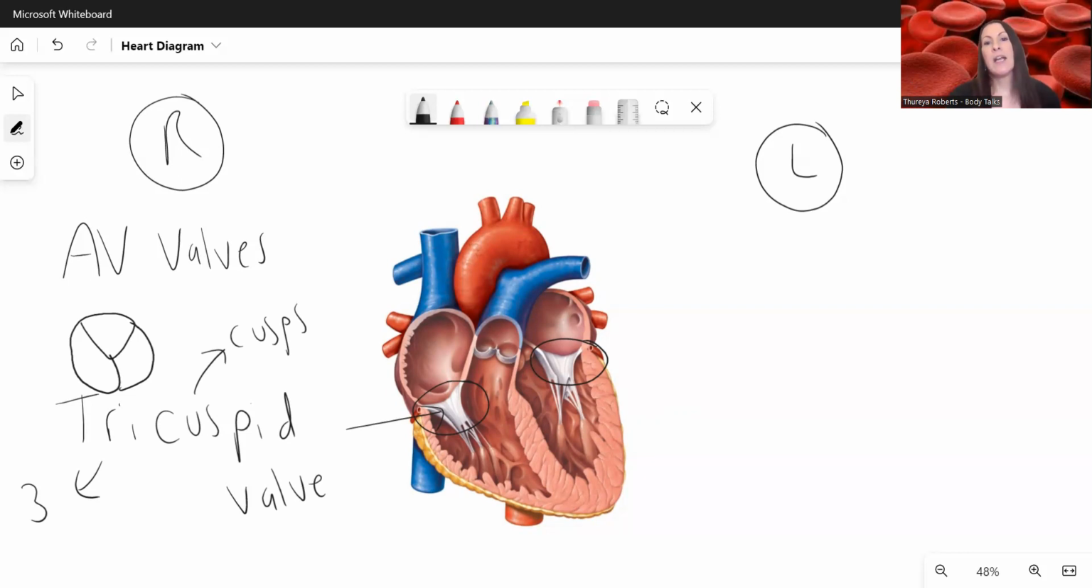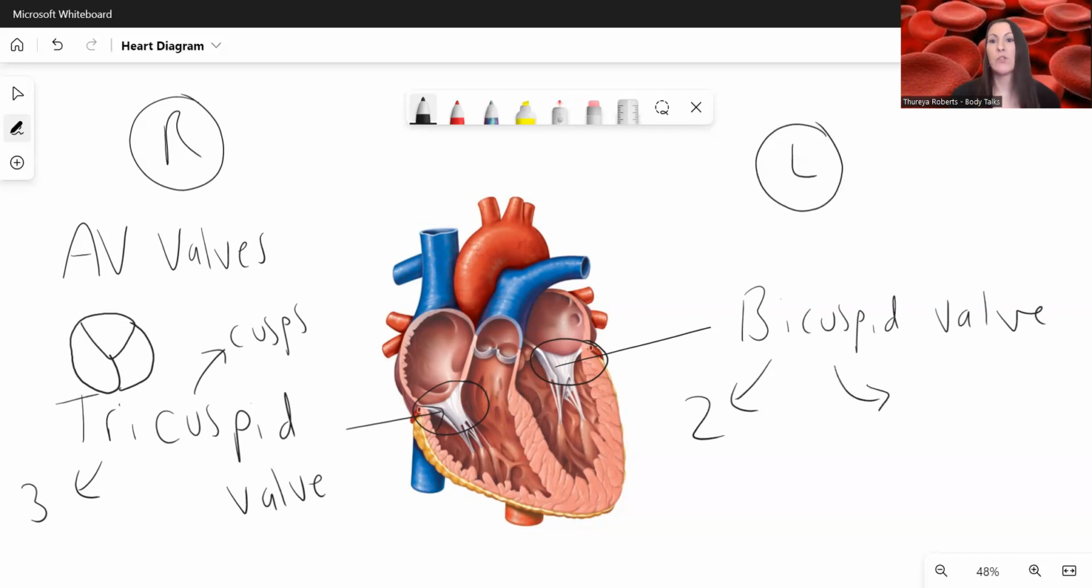On the left-hand side of the heart, this AV valve also gets referred to as the bicuspid valve. Bi means 2, and then we've got 2 cusps. Annoyingly, there is a third name for this valve on the left-hand side, which is referred to as the mitral valve.